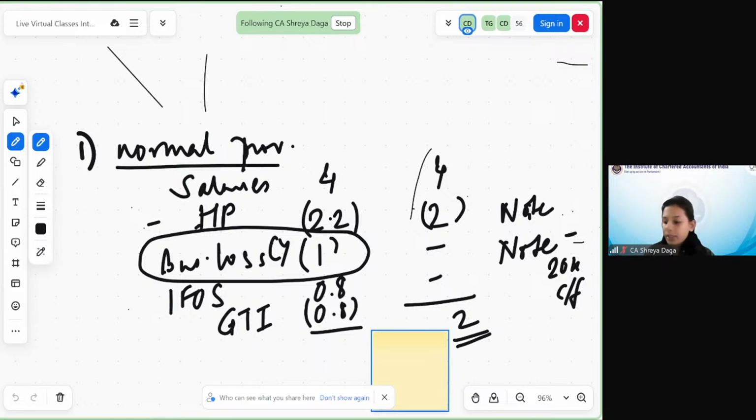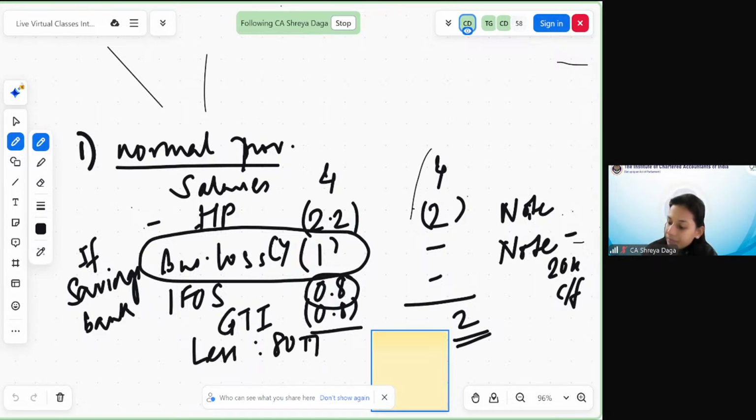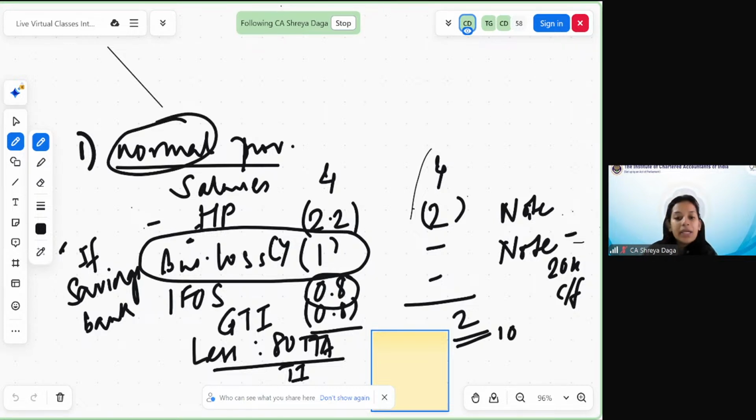One more point. Let me just think hypothetically. Suppose this loss was not available to you and you had to include this 80,000 in IFOS. This is savings bank interest, assume, because they've given FD interest. If it was savings bank interest, and you have been asked to calculate TI, not GTI, would you give deduction of 80TTA? You would give deduction in the normal provisions. Because you have to calculate total income under normal provisions, you would have given up to 10,000 of 80TTA deduction.